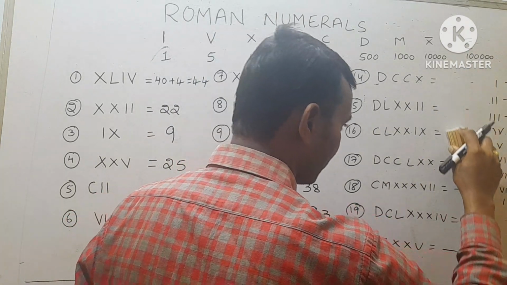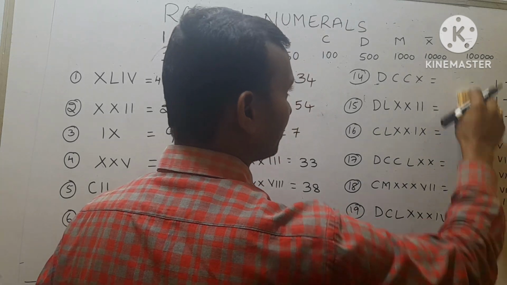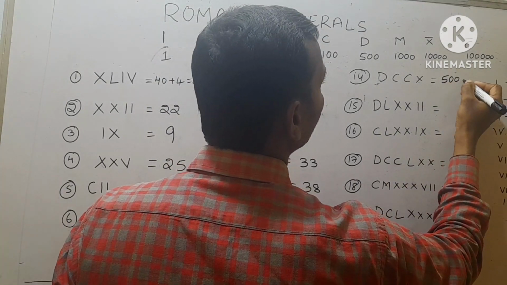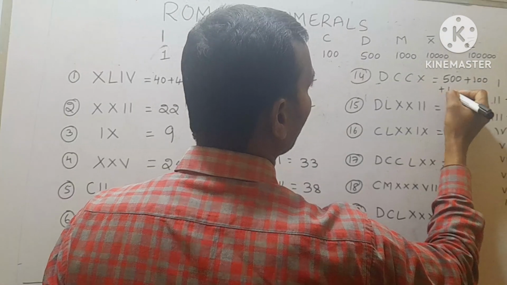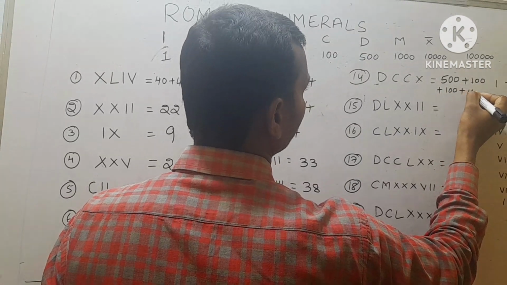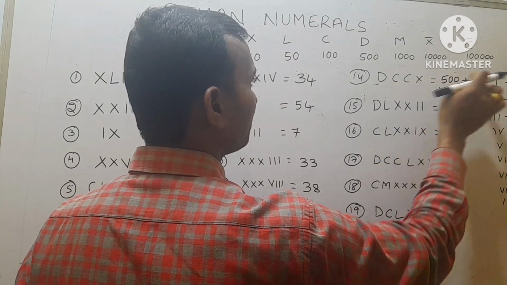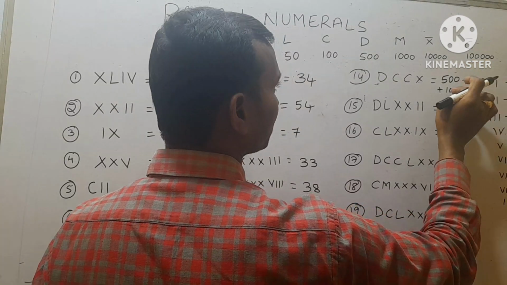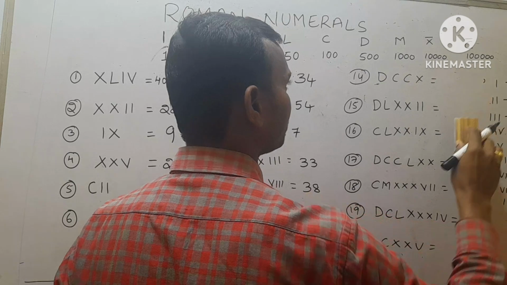Next. D stands for 500. The value of D is nothing but 500. 500 plus 100 plus 100 plus 10. D means 500, C means 100, C means 100, X means 10. 500 plus 100, 600, 700, 710.